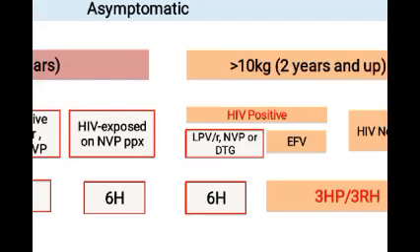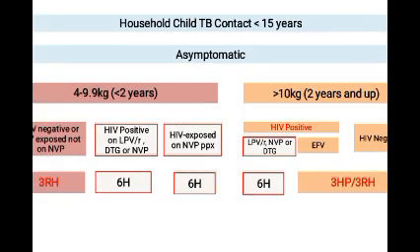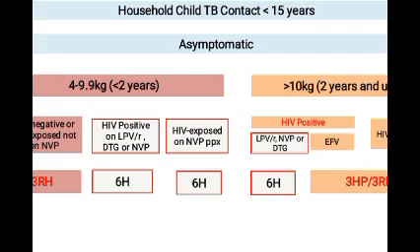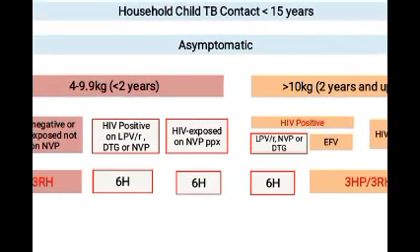HIV positive on LPV/r, DTG or NVP, 3RH. HIV positive on LPV/r, DTG or NVP, 6H. HIV exposed on NVP prophylaxis, 6H. HIV positive LPV/r, NVP or DTG, 6H.